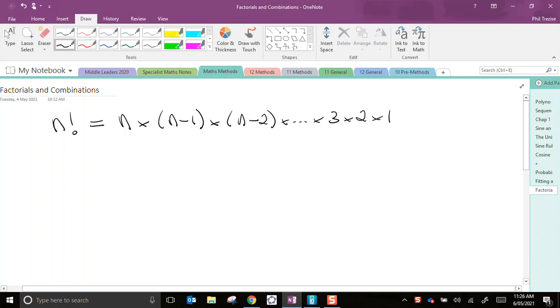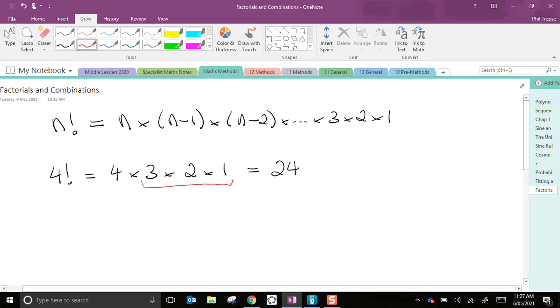Now, let's have a couple of examples. What if we go 4 factorial? This would be 4 by 3 by 2 by 1. Now, we can calculate this pretty quickly. 4 times 3 is 12, times 2 is 24, times 1 is still 24. Isn't that nice? Now, mathematicians, we're pretty lazy as a bunch. If there's a shorter way to write something, we'll take it.